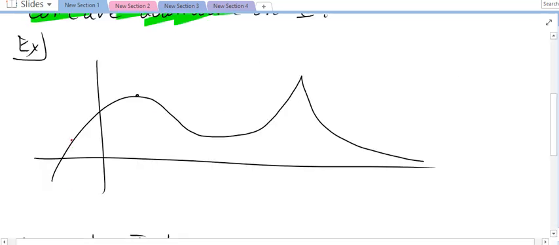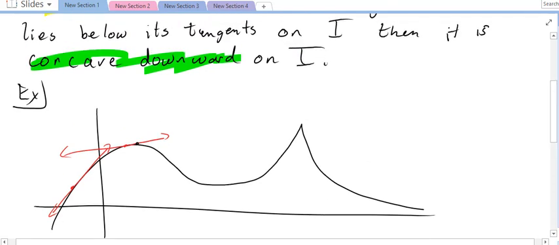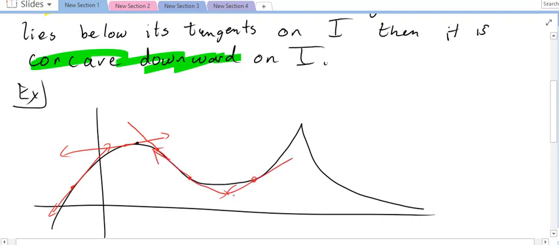So if we start sketching in our graphs here, these first couple that I have, at these couple of points, our graph is concave downward because the graph is lying below the tangent lines. And then we get over here and it's the same thing. But then at some point over here, that changes, and our graph starts to lie above our tangent line.